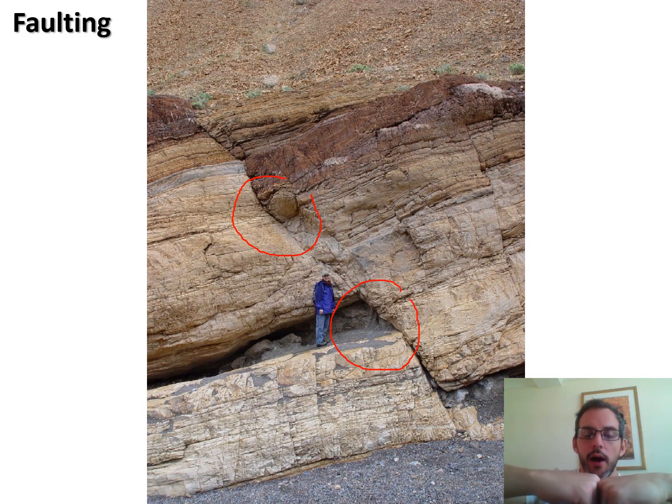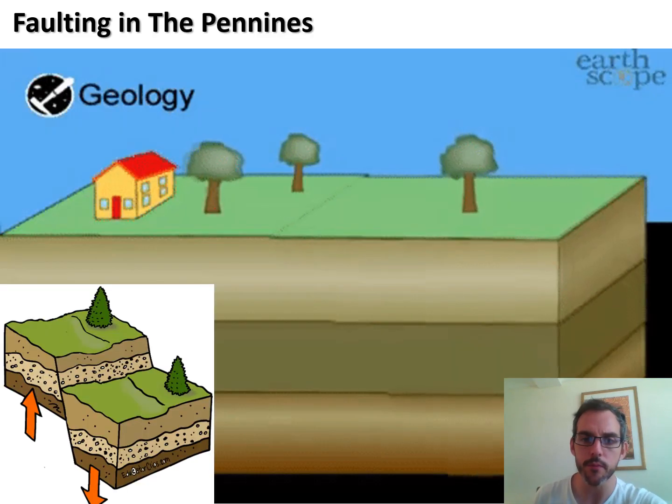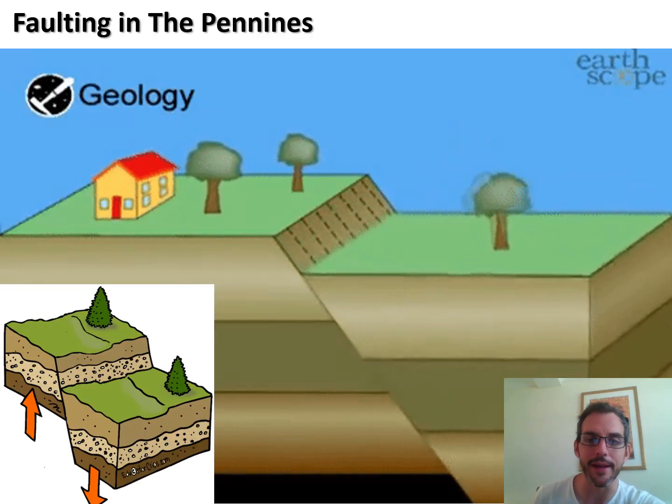So two slabs of rock have built up pressure over time, and then suddenly that pressure has been released and the cracks have formed, and you have this kind of faulting process going on. So you can see it clearly here.